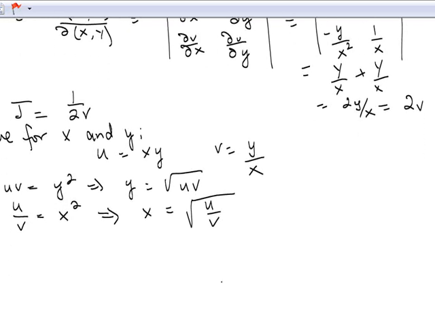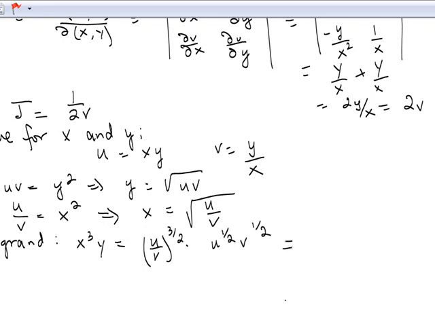And so let's transform the integrand. So the integrand is, what is it? x cubed y. So let's write it now in terms of u and v. So that is equal to x cubed, which would be u over v to the 3/2, times y. y is u to the half, v to the half. And when you work this out, you get u squared over v.